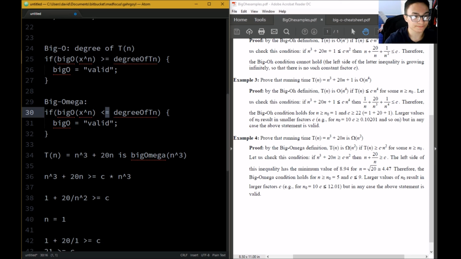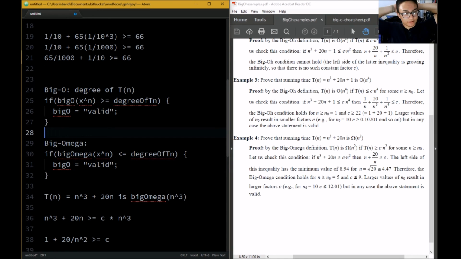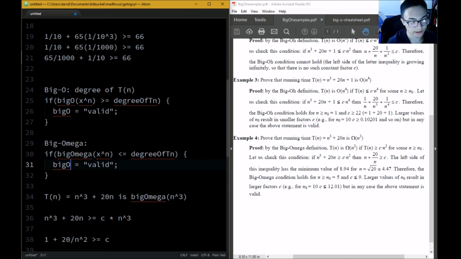Wow, that's confusing. If the big O of the n that you're checking is greater than or equal to the degree of the equation that you're checking, the big O statement is valid. And with this, the same thing, you want it to be less than or equal to. Okay. Wow, we learned stuff today, guys.